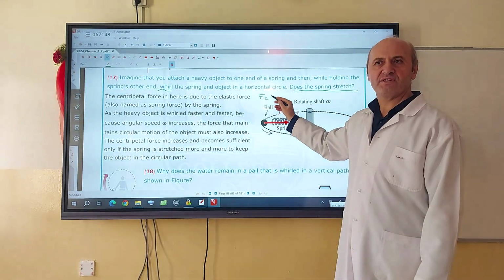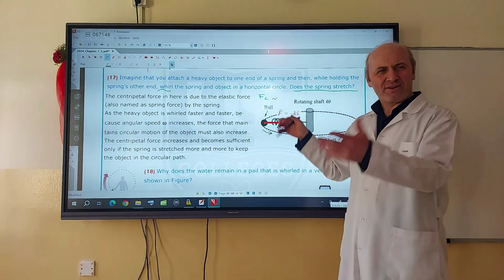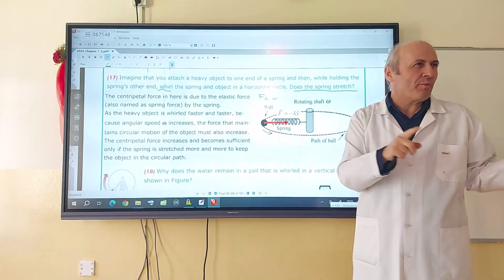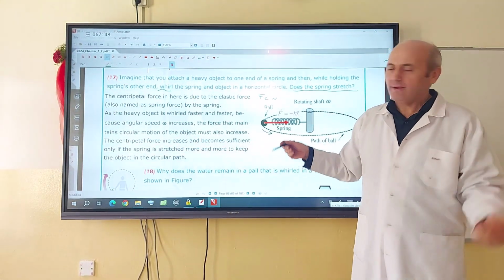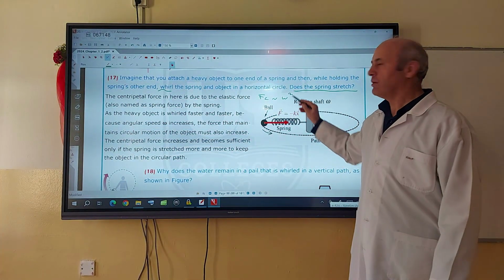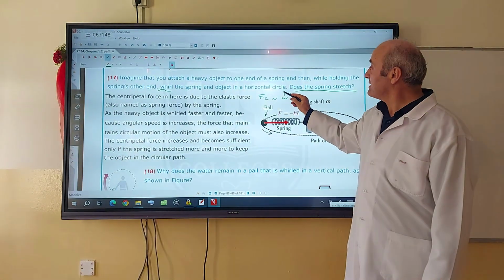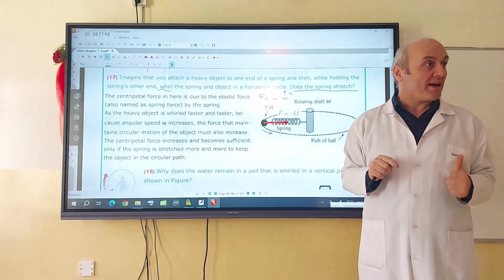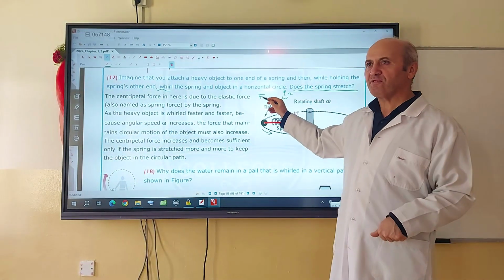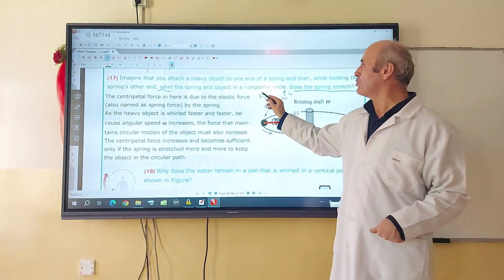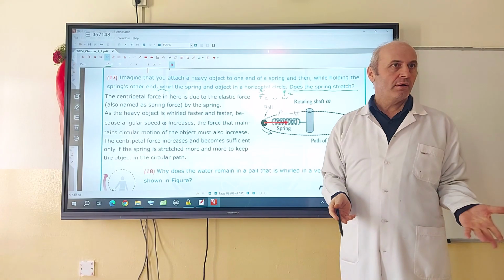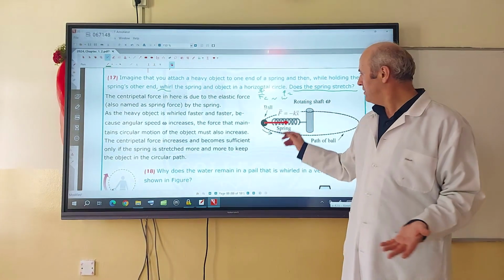FC is proportional to the square of speed, so you can write the equation either in terms of Vt or in terms of omega, because of the square of both. Let's say omega, okay? If you make these objects rotate faster and faster, the centripetal force needed to keep the object in a circle must also increase. Which force is the centripetal force?